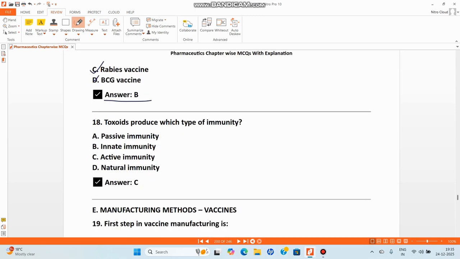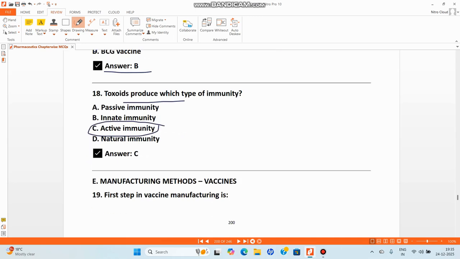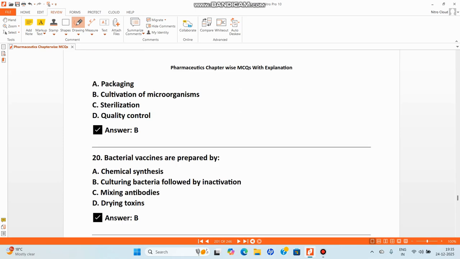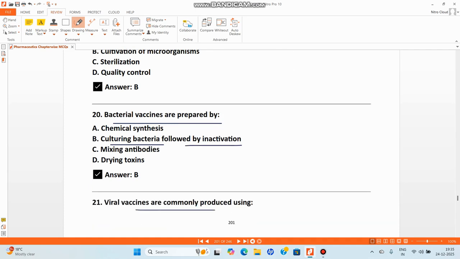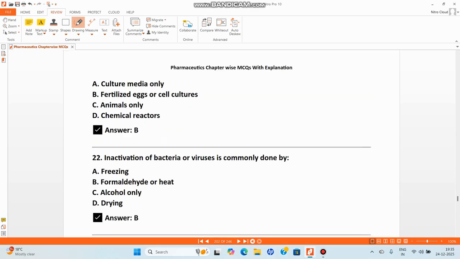So next, toxoid produces which types of immunity? That is C, active immunity. Okay. Bacterial vaccines are prepared by B, culturing bacteria followed by inactivation. Okay, and viral vaccine is commonly produced using C here, that is fertilized egg or cell culture. Okay. This is very, very important.